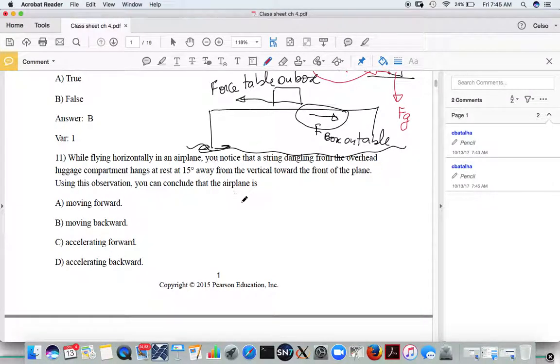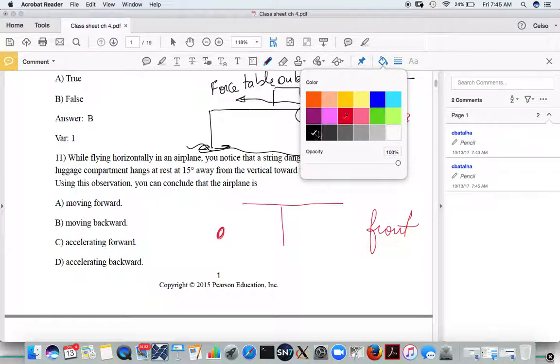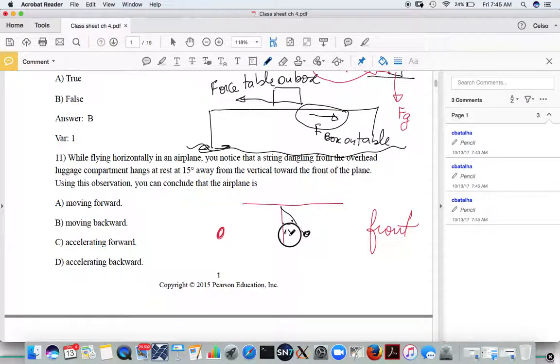While flying horizontally in an airplane, you notice that a string dangling from the overhead luggage compartment hangs 15 degrees away from the vertical towards the front of the airplane. Okay, so you are sitting there, and this is the overhead compartment, and you have something dangling. You're sitting here. That's the front of the airplane, and you have something dangling 15 degrees towards the front of the plane.